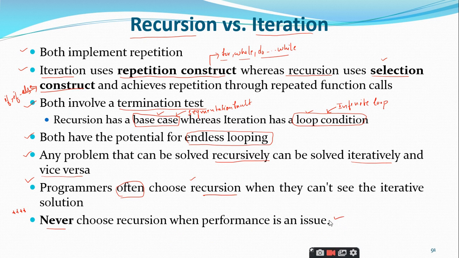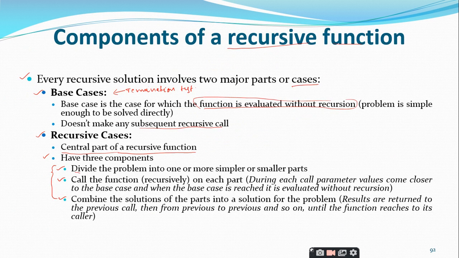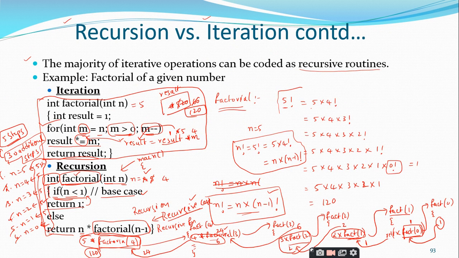When you choose recursion, you are involving yourself in function calls. When you are involving yourself in function calls, you have a lot of overhead involved in it. So this overhead will lead to slower execution of the program.